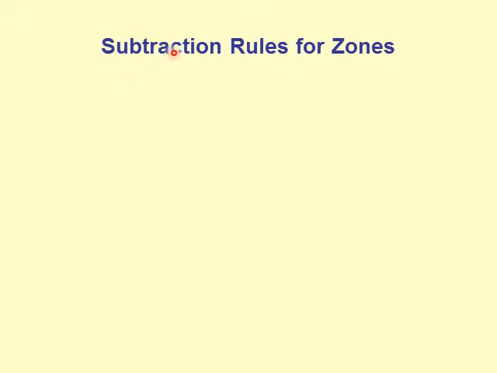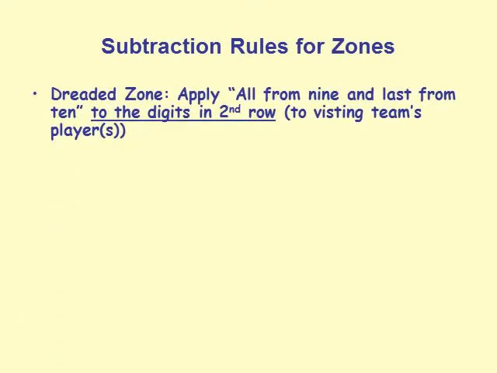Now we will look through the rules of subtraction for these zones. In the dreaded zone, apply "all from 9 and last from 10" to the digits in the second row, which are the visiting team players. Digits in the second row are the visiting team, so in a dreaded zone the subtraction rule is to apply all from 9 and last from 10 to the digits in the second row, which are the visiting team players.